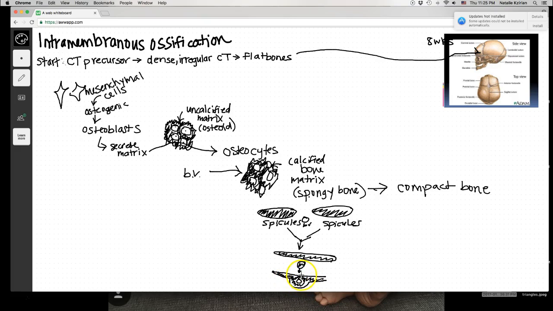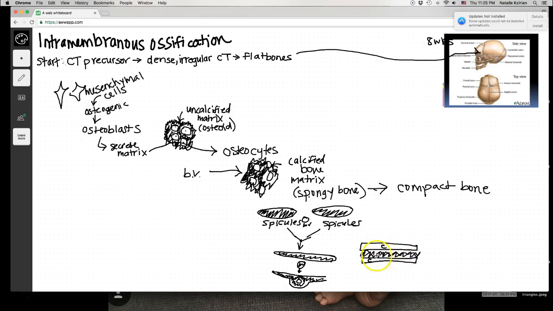Okay. Now at this point we have created our compact bone. So I'm going to put a C here. Spongy bone in the middle. Okay. And we'll say compact bone on the other side. This is my flat bone, right?